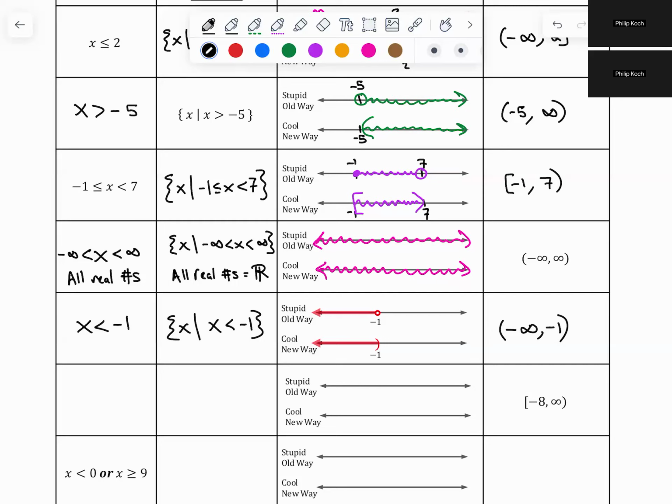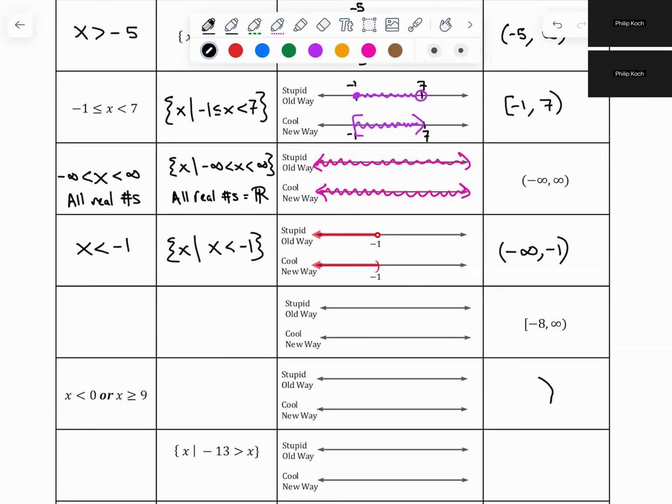Please, on the exam, I guarantee you there's going to be some place where you're going to have to use interval notation. You're going to have to write it. Don't try and pull the true false trick. Don't go like this. If you try and do that, I'll be very cross with you. Don't pull it on me.